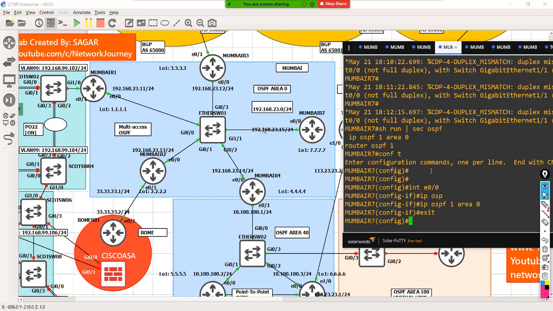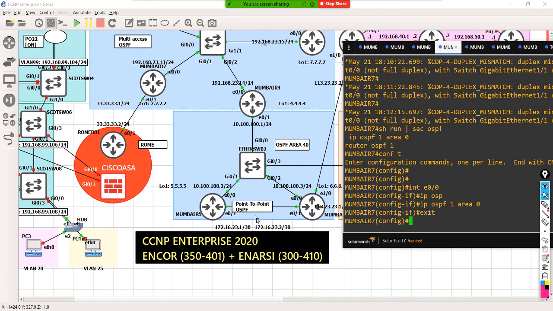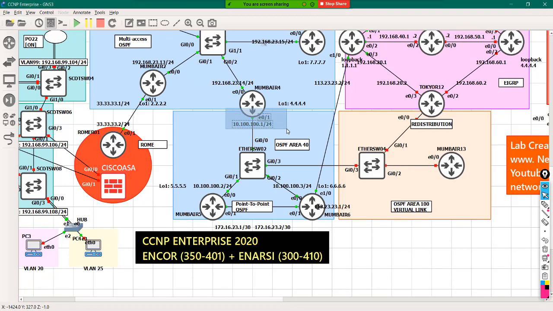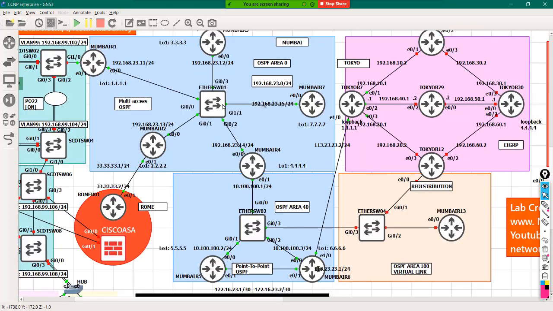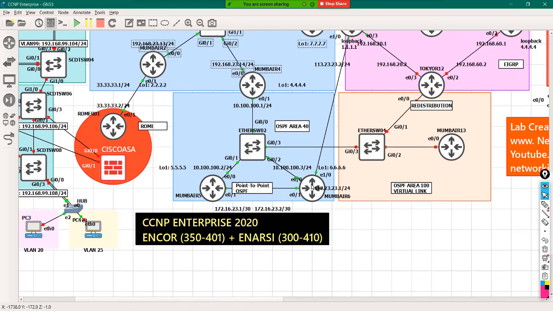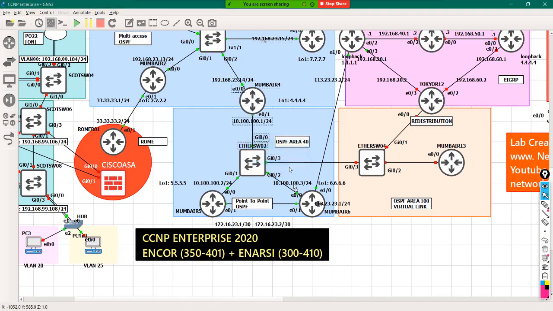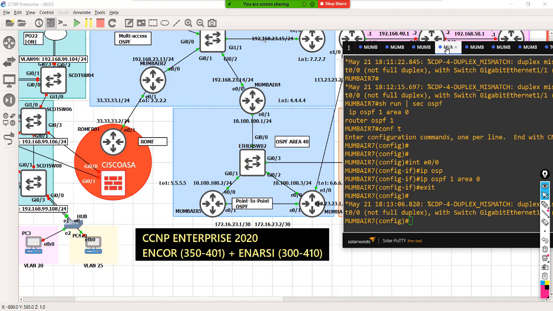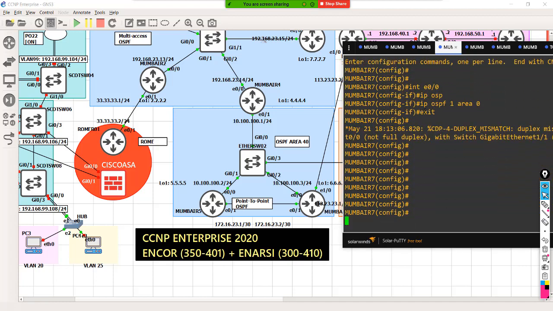Okay, fine. In the case of area 40, area 40 is shared with R4, R5 and R6. Okay, so R5 and R6 are in a point-to-point OSPF connection. The rest are multi-access. Okay, from this point of view, they are multi-access, but from these two point of view, they are point-to-point. Okay, so we will see what is the difference between that. How is it different?